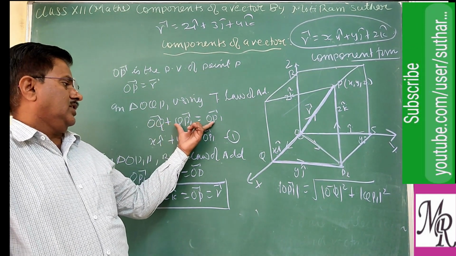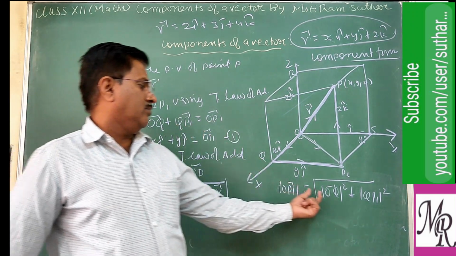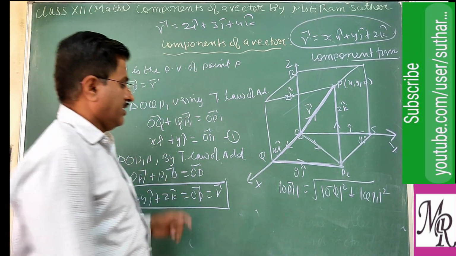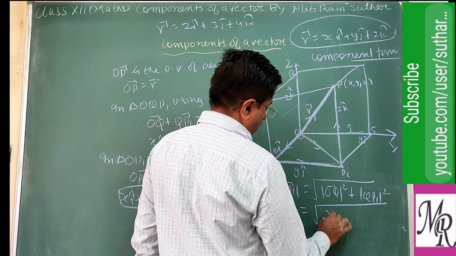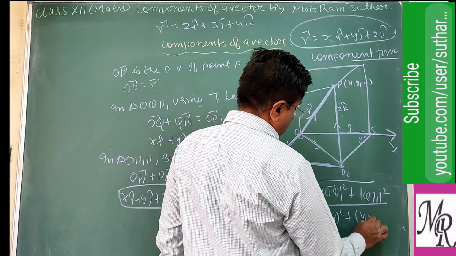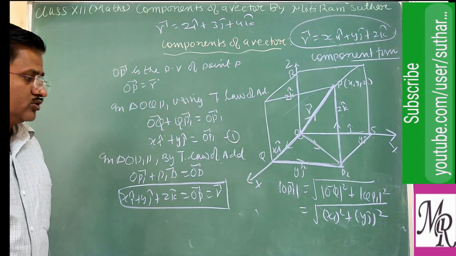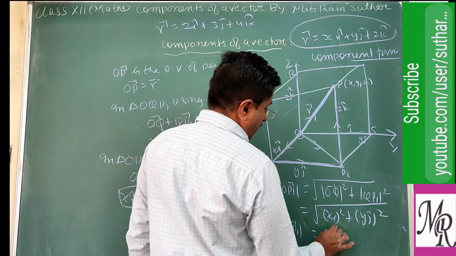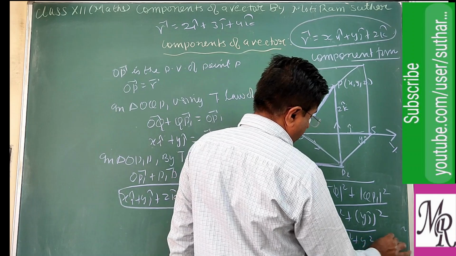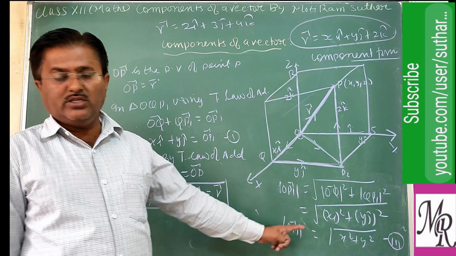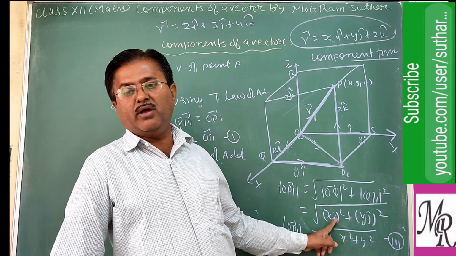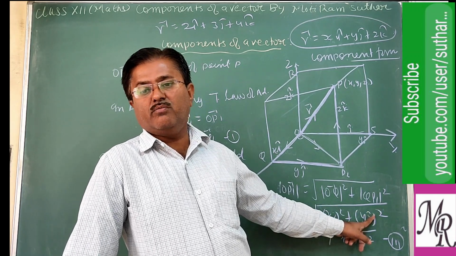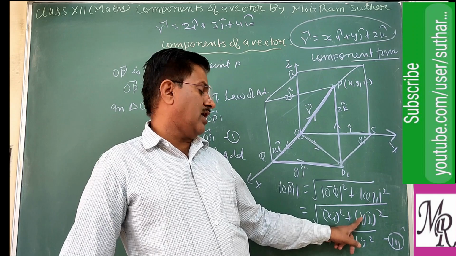So using the Pythagoras theorem, we find the modulus of OQ square plus QP1 square. Now OQ is xi, so mode of xi square plus mode of yj square. So we know that mode of OP1 is root of x square plus y square. Why do we write x square? Because i is a unit vector with magnitude 1, 1 square is 1, so 1 into x square, and j square has magnitude 1, so 1 into y square.